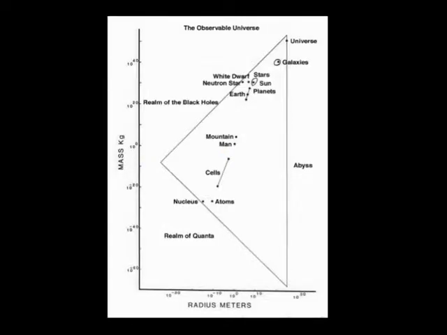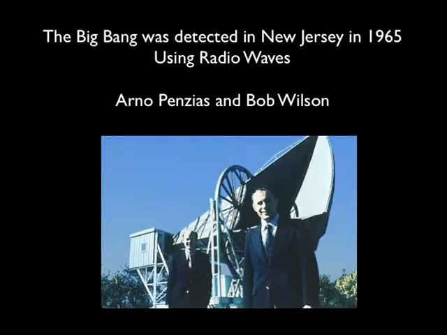So now, on the right-hand edge here is the edge of the universe. Okay? That vertical line on the right, a constant radius, 13.7 billion light years. You can see the dot at the top there for the mass and size of the universe. And it was discovered in New Jersey in 1965 by these two gentlemen, Arno Penzias and Bob Wilson. And that's their radio telescope that they used to hear the radio song from the Big Bang.